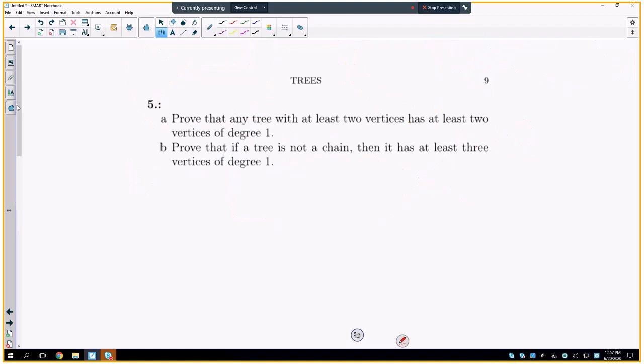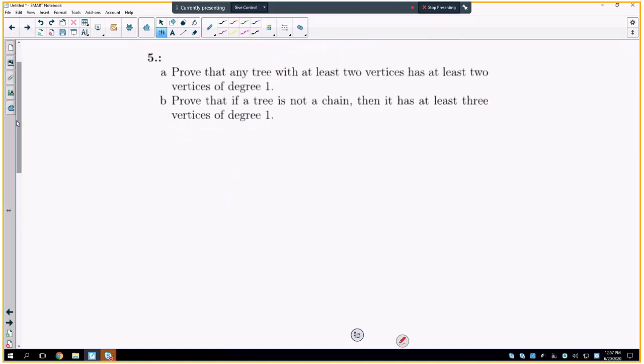Finally, we're going to talk about 2 nice properties about a tree. Again, characteristic property. It says prove that any tree with at least 2 vertices has at least 2 vertices of degree 1. So your tree must have 2 or more vertices, then there will be at least 2 vertices of degree 1. So let's see that.